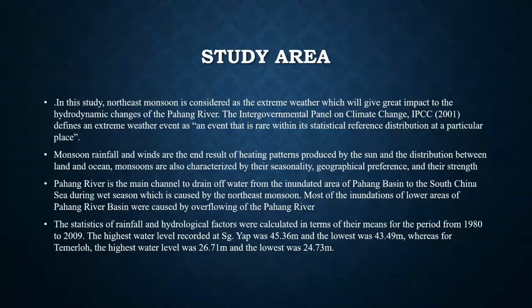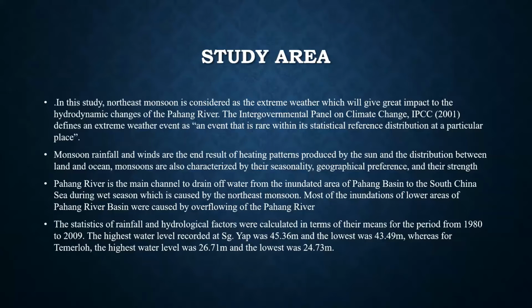Pahang River is the main channel to drain off water from the inundated area of Pahang Basin to the South China Sea during wet season, which is caused by the northeast monsoon. Most of the inundation of lower areas of Pahang River Basin were caused by overflowing of the Pahang River.